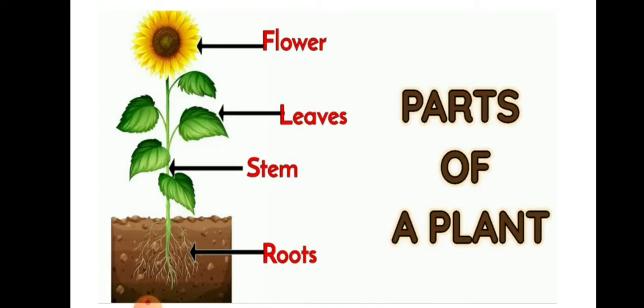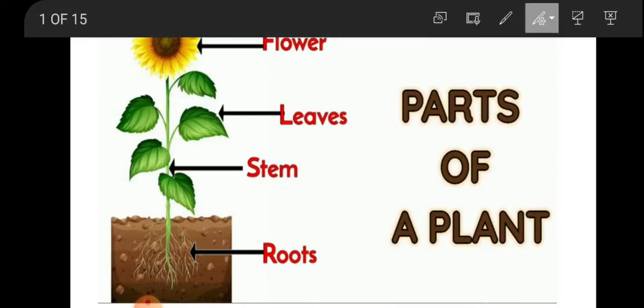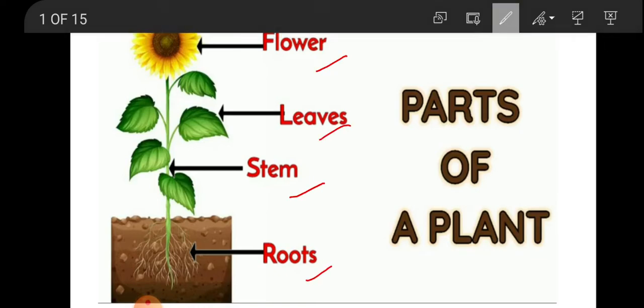Now, as we have already started with the plants and the trees, right, children? The first thing we should know is what plants and trees are all about. So, we are going to learn the parts of the plant. Plants and trees have different parts, right, children? As you can see over here, you can see the flower, the leaves, the stem, and the roots. Flowers, leaves, stem, and roots.